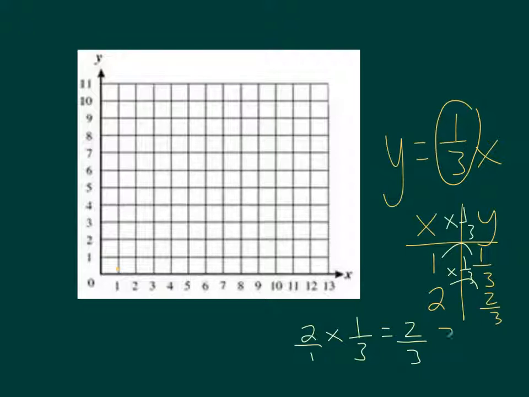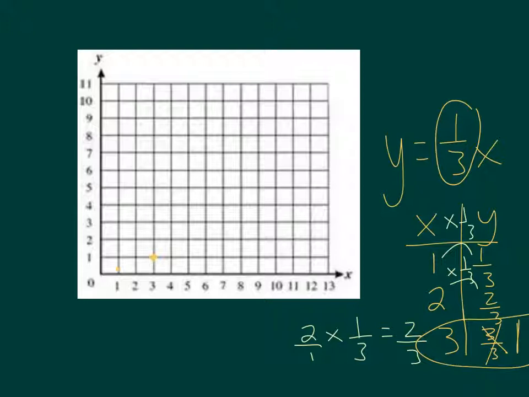And when x is 3, well, I'm going to multiply that by 1/3. 3 times 1/3 is going to be 3/3. But I know that I can write 3/3 as just the number 1. So when I go over 3, I'm up 1. Well, I like this point. It works a lot better because it's 2 perfect points. So I'm going to go ahead and graph that on the graph.